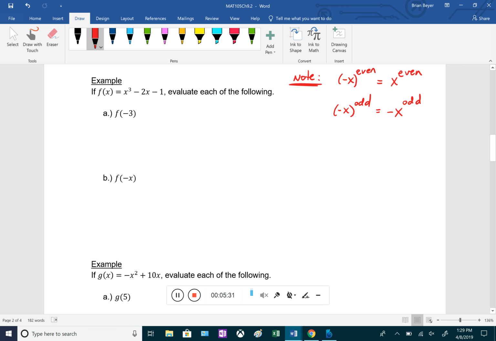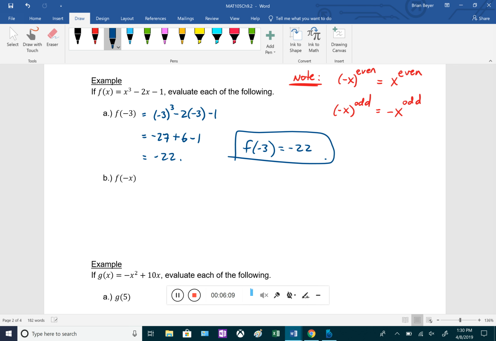So let's do f of x equals x cubed minus 2x minus 1. So all we have to do here is plug in a -3 into all of the x's. That's -3 cubed minus 2 times -3 minus 1. So -3 cubed is -27. And then plus 6 minus 1, which gives us -22. So f of -3 equals -22. So once again, you could write that as an xy coordinate if you want. That corresponds to the coordinate -3, -22.